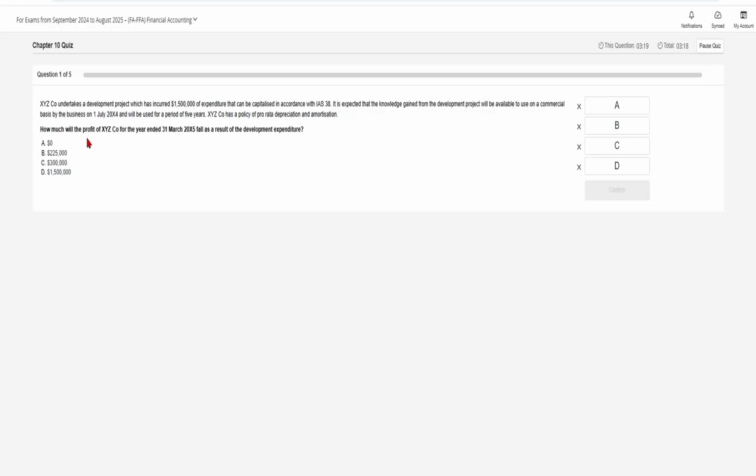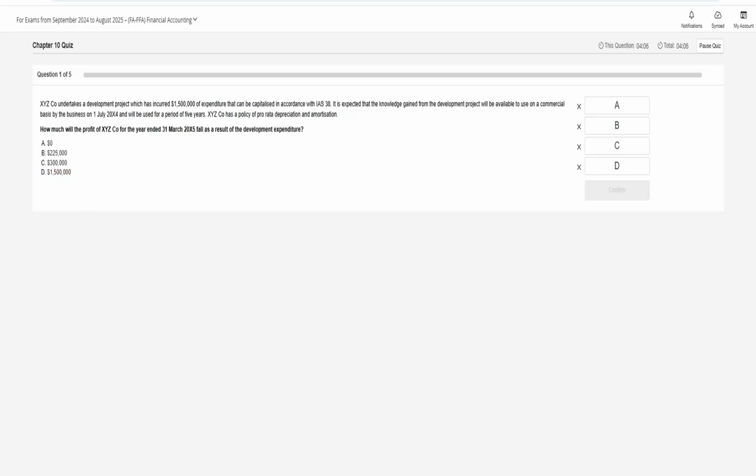right? If the question had mentioned that they are not sure when there will be commercial use, in that case it will not be capitalized. The full amount of 1.5 million will be shown in the P&L. So you can see there is option D as well of 1.5 million, but this can only happen if the development criteria have not been met. But the question clearly says it is capitalized according to IAS 38 and also mentions the date from which commercial use begins. So from when commercial use begins, we will start to amortize. All right, so our option D is incorrect.